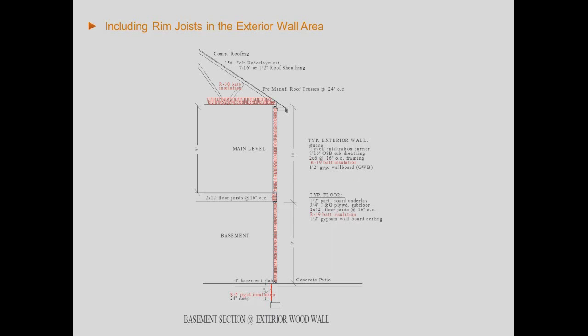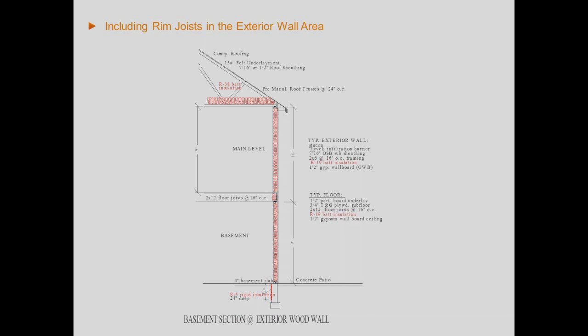Now if I have a 2-story, I don't want to forget about my rim joist. But where do I include that rim joist? Here's a screenshot. I wouldn't include that rim joist area in the basement. That would be part of my above-grade first main level.